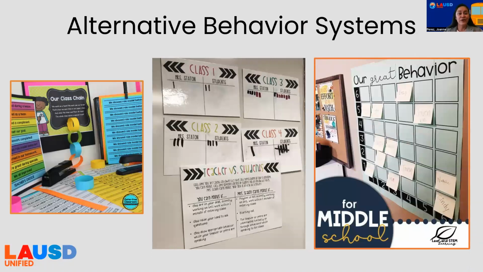Instead, we can use alternative behavior systems. Let's look at the class chain example on the left. Each color represents a desired behavior. So every time a student meets a desired behavior, a new link is added to the chain. This is a visual representation of meeting classroom expectations, and it also serves as a form of celebration for the entire class.